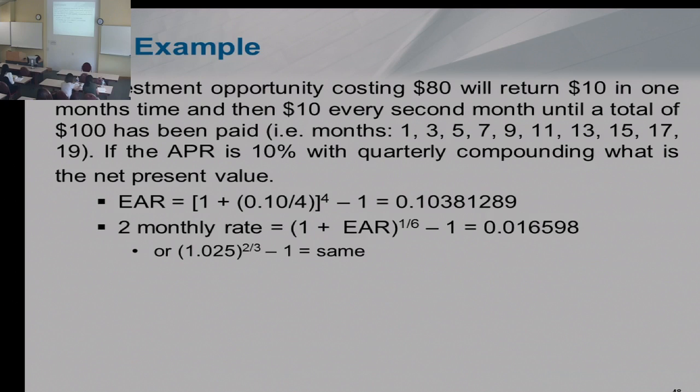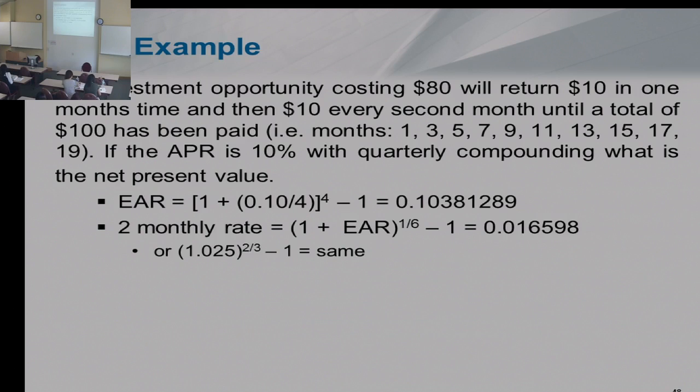Now, if you're quick on the uptake, you'll have realised that what I did here was take 0.1 divided by 4 to the 4th, and then take the 6th root of that. Well, I could have done those two things in one step by saying it's 2.5% per 3 months, and I want the rate for 2 months. I don't take 2/3 of it, I take it to the power of 2/3 minus 1.